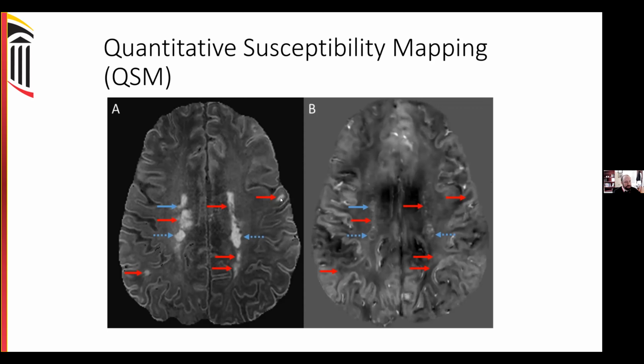For example, this lesion here, you can clearly see it on the FLAIR, but it's just not present. There's just isointense white matter on the quantitative susceptibility map. You have other lesions that you can see on the FLAIR and on the quantitative susceptibility map, but they look sort of similar, a hyperintense lesion. And then you have other lesions that have an appearance on the FLAIR of hyperintensity, but when you look at the quantitative susceptibility map, you can see again this kind of hyperintense rim on the outer edge with an isointense core in the middle.